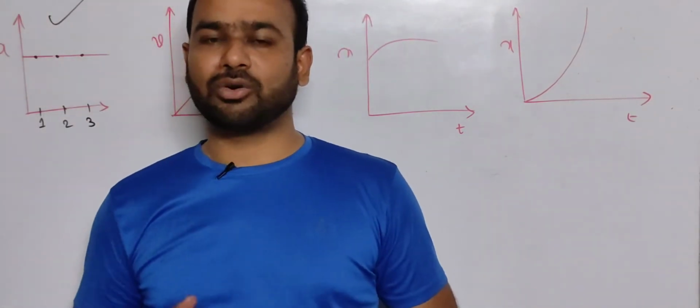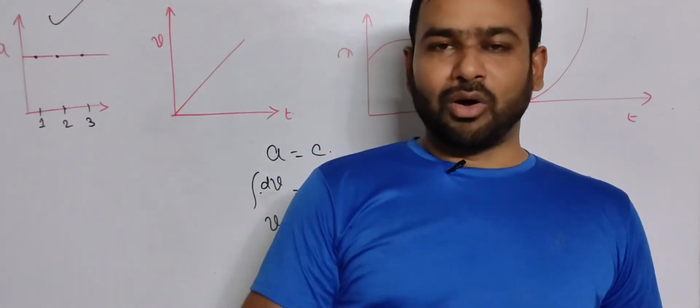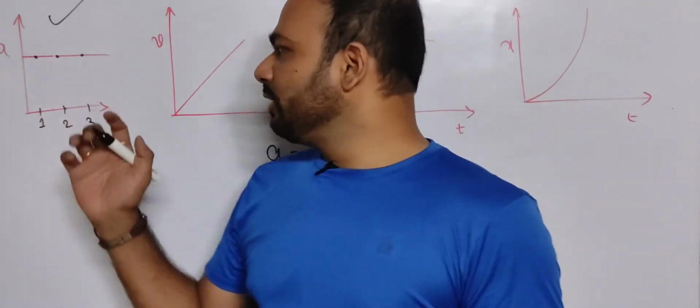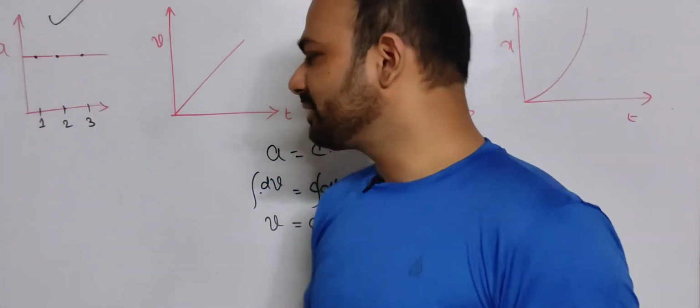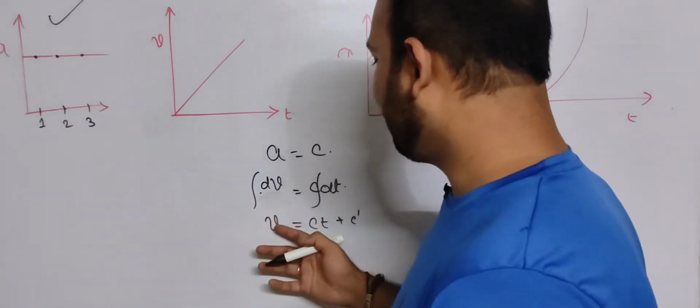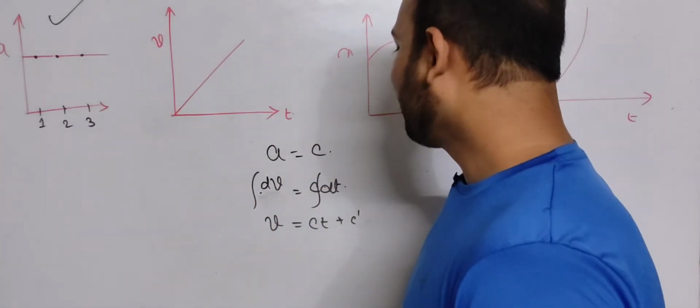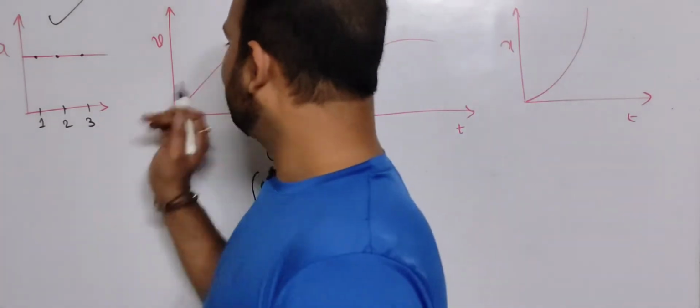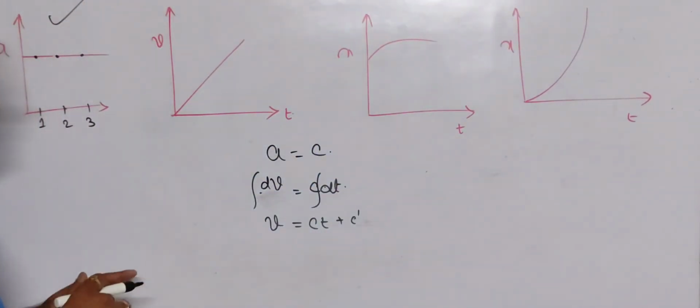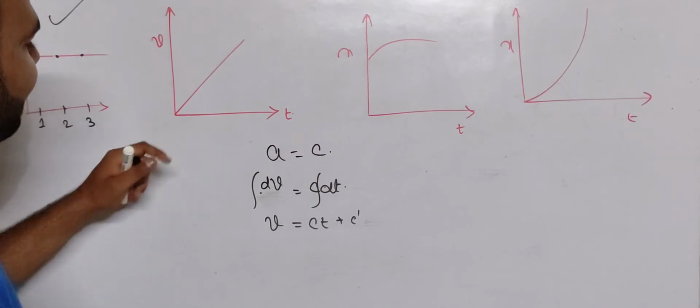This kind of thing is called constant acceleration. So this graph is correct for a constant acceleration. If this is correct, the velocity-time graph will be a straight line. Velocity-time graph is a straight line. Now this kind of graph is a straight line that passes through the origin.